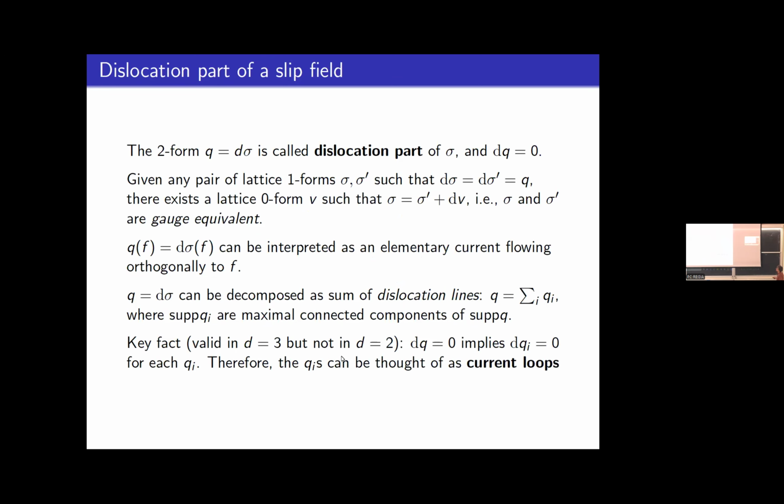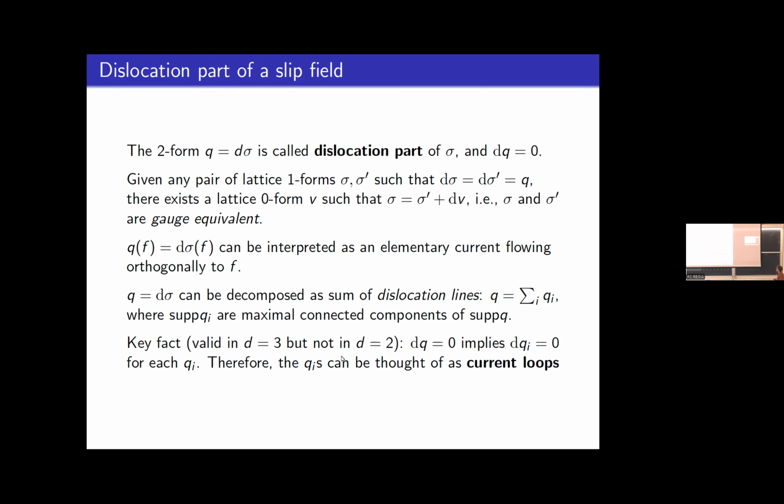Here I'm recalling some properties that I already discussed this morning. Given sigma, d sigma is denoted by Q, is called the dislocation part of sigma, and is such that dQ is equal to 0, for the property that d star is equal to 0. As I mentioned this morning, if you take any pair of lattice one forms which have the same dislocation part, I will call them equivalent or gauge equivalent, and you can always find a lattice zero form such that they differ by this exact form.